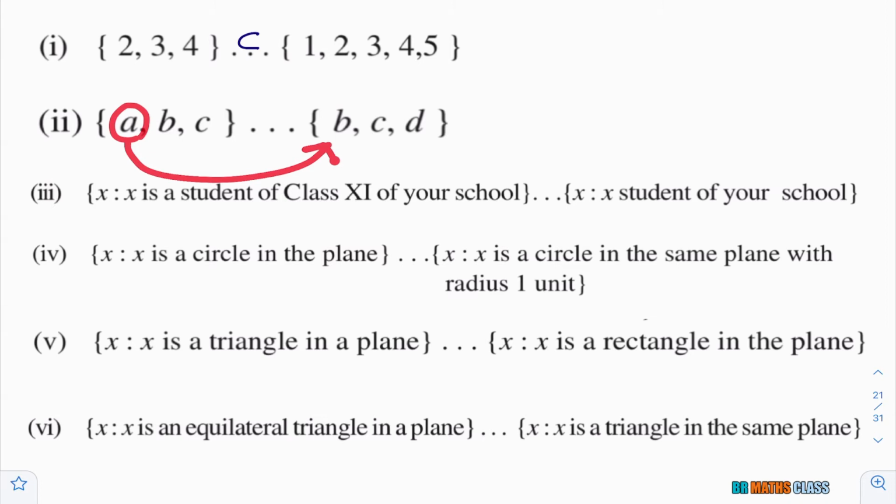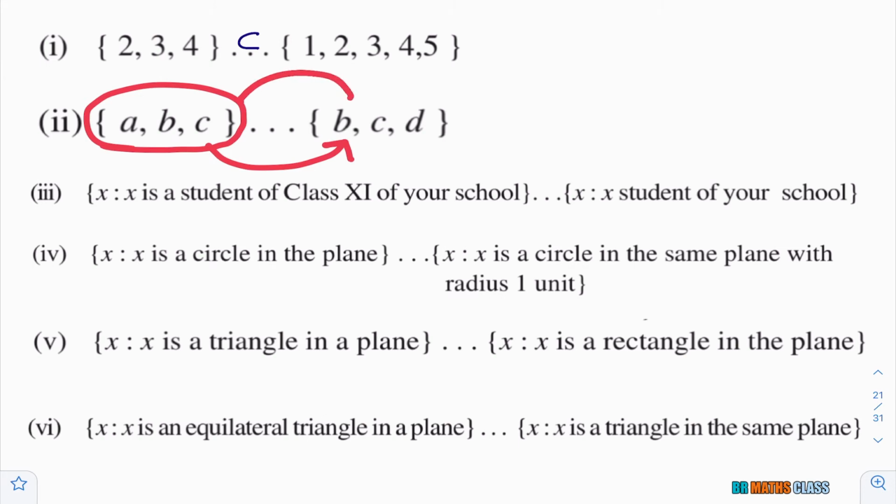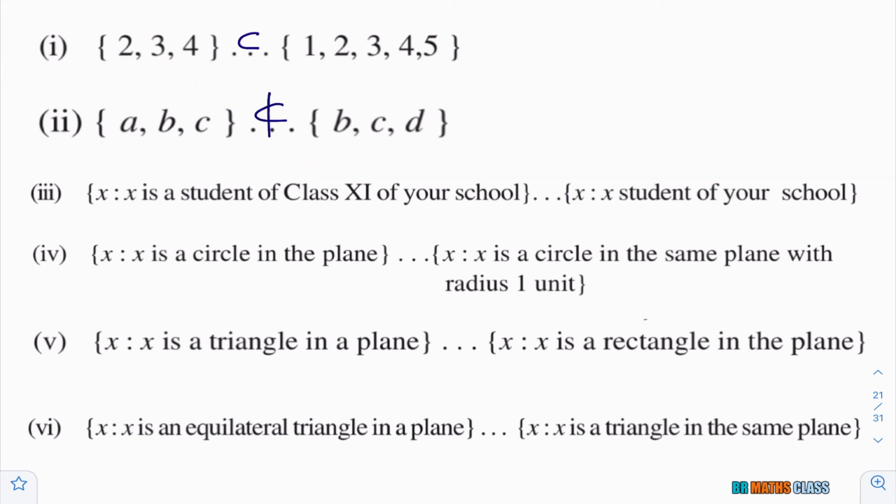So what I can say is not a subset. When we say subset, all the elements present in this set must be present in this set. Then only we say that this set is a subset of this set. Here, not a subset is the suitable symbol. Why? Because A is present in the first set, but A is not in the second set. I hope you understand this.